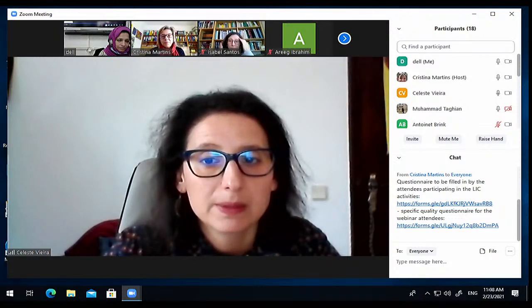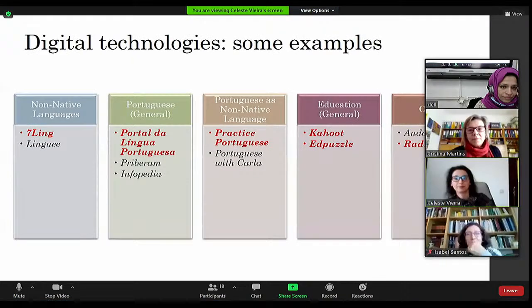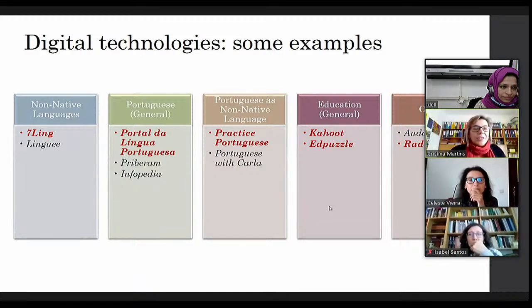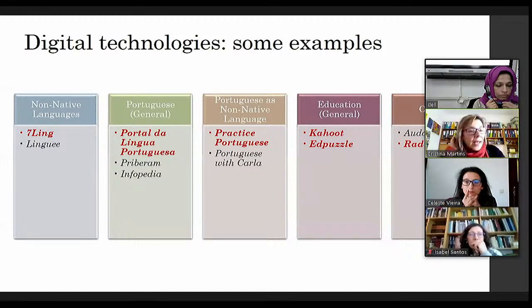Okay, so the digital technologies that we have selected for presentation today can also be classified according to the scope of the subjects to which they pertain. Given our time limitations, we will only briefly present 6 digital technologies highlighted in red in our diagram, at least one illustrating each of the following categories: multilingual digital technologies for non-native languages.